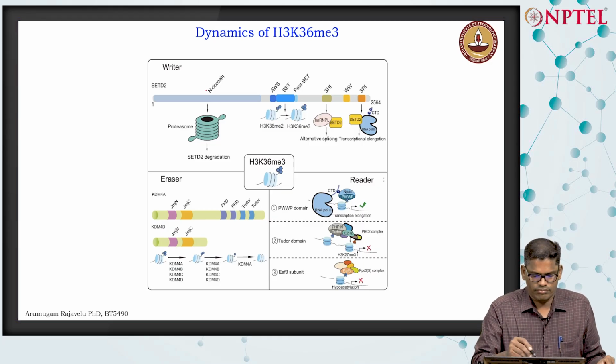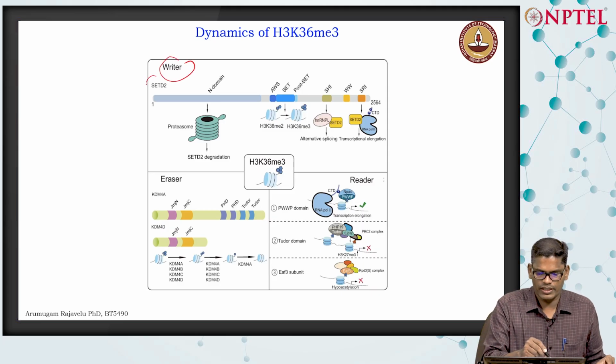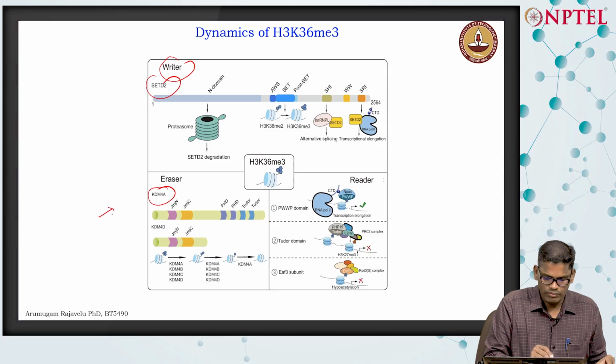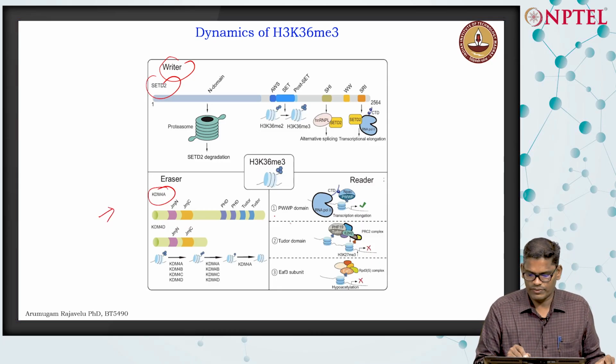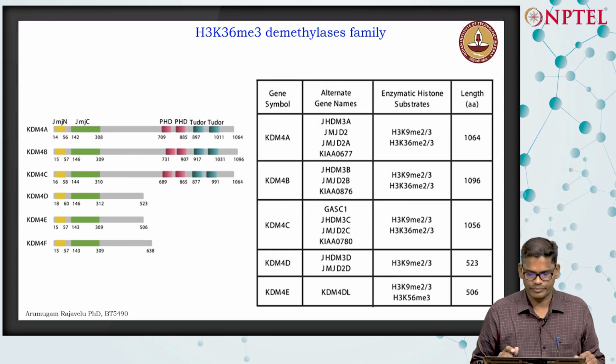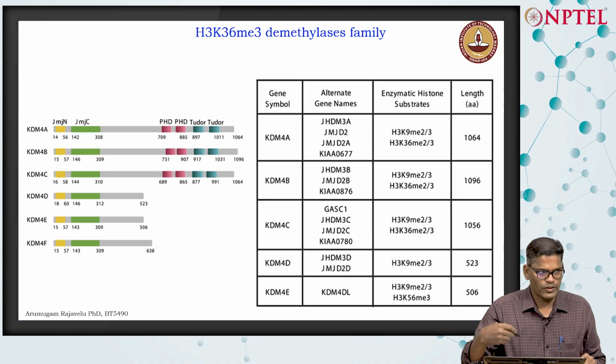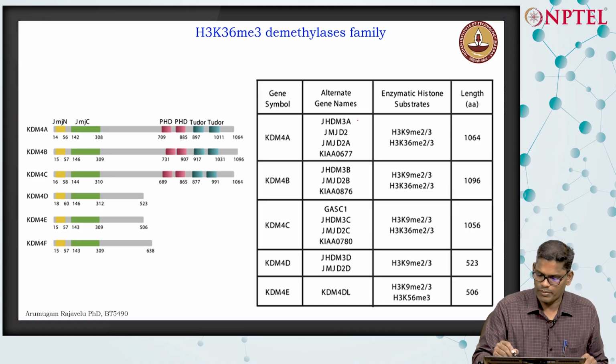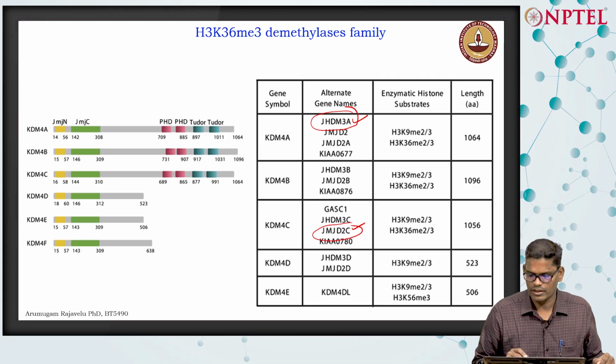Right. So this is the information about these 36 complex. Writers are SETD2, erasers are the Jumonji KDM4A, what I explained, and the readers have a PWWP domain, which I already explained to you guys. It does also follow the same mechanism, but the major proteins you have to keep in mind are KDM4A and then C. These are the proteins which can efficiently do this as of now, but other proteins have also been reported, but at least these proteins you should keep in mind.